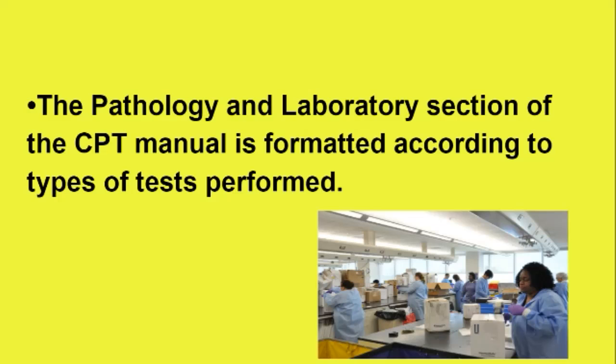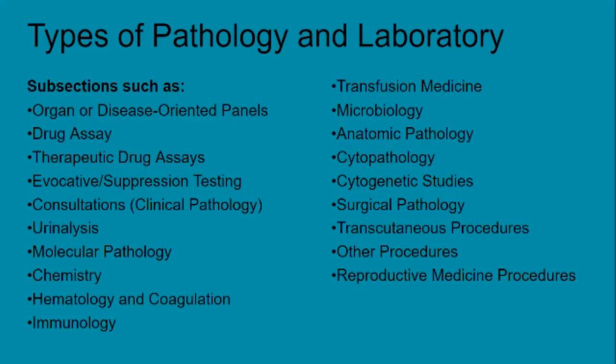The Path and Laboratory section of the CPT manual is formatted according to types of tests performed. The types of pathology and laboratory are subsections such as organ or disease-oriented panels, drug assays, therapeutic drug assays, and so on. I'm going to just let you guys read through that on your own. I will show you at the end of our slide presentation how I have my CPT actually labeled or tabbed.